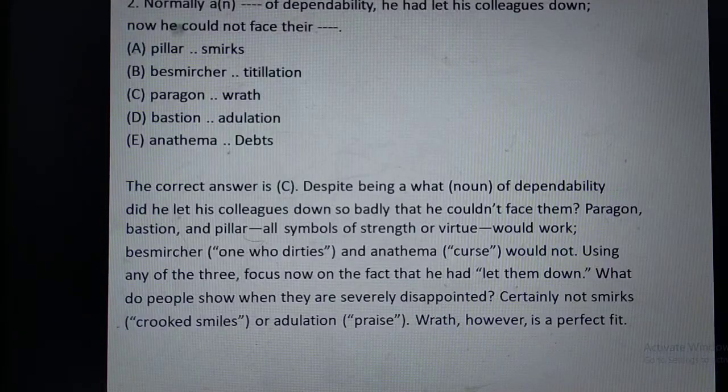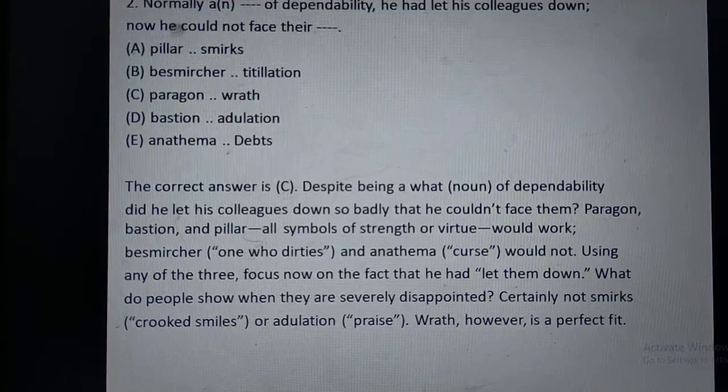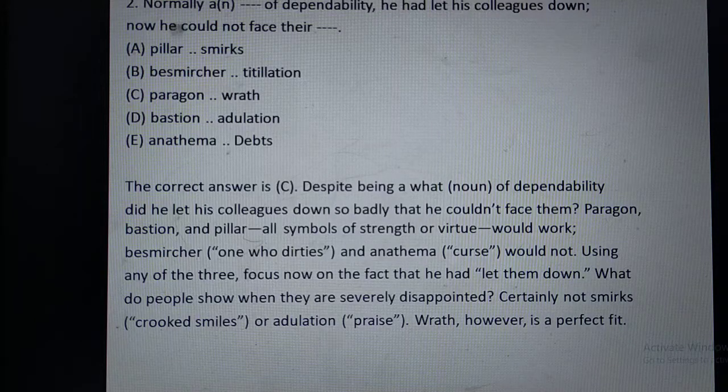Number 2. Normally dash A or N, okay, or dependability. He had let his colleagues down. Now he could not face their what? Ab do blanks hai. A, pillar or smirk, okay? And B, best mirror, okay? Or titillations, okay? And C, paragon, wrath, bastion, or D, adulation, okay? Anathema or depths.